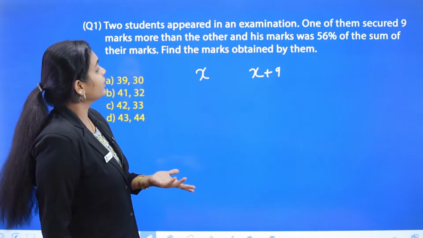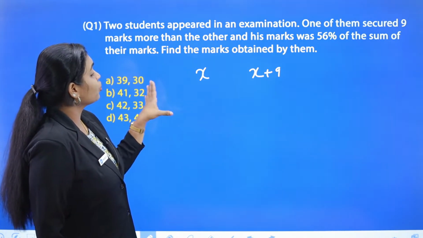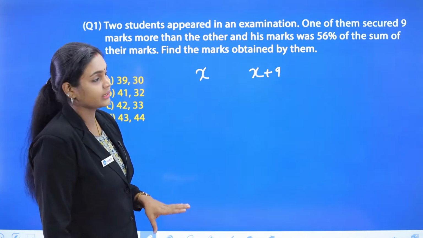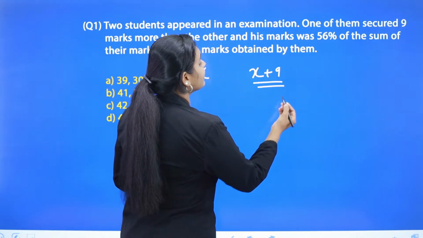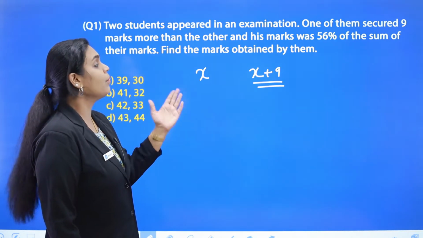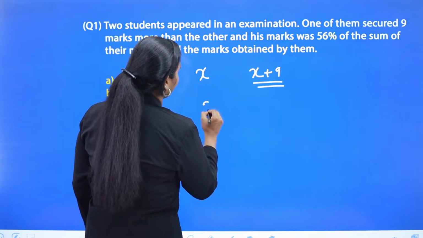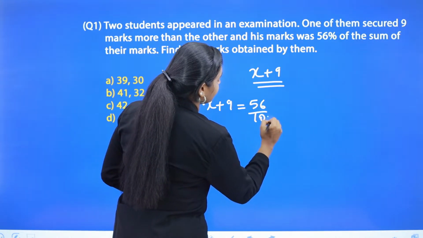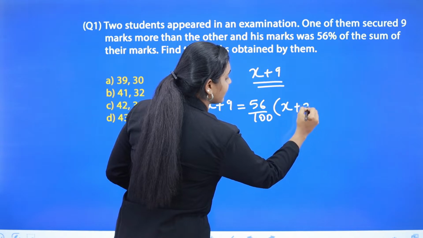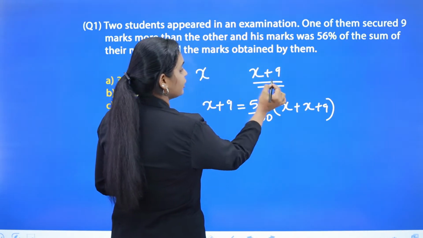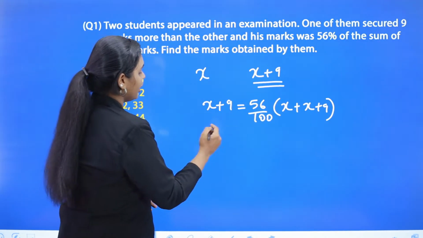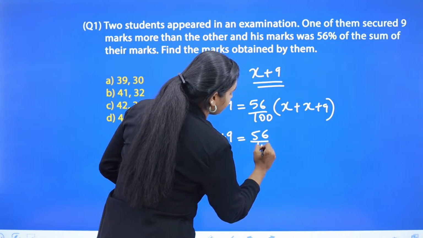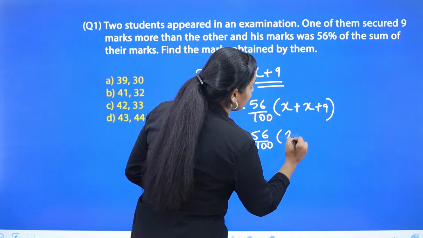Okay, now what else is given? One of them secured 9 marks more than the other and his marks was 56% of the sum of their marks. That is, this x plus 9 is 56% of the sum of these two. So how will we write it? x plus 9 is equal to 56% of x plus x plus 9. That is, this sum of the two we have written here. Okay, now let's solve this. So what will we get? x plus 9 is equal to 56% of x plus x is what?